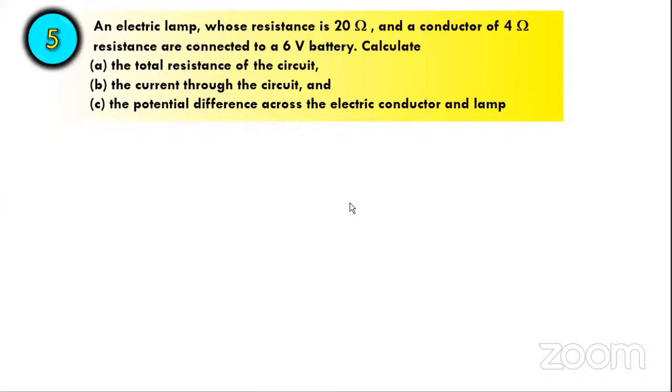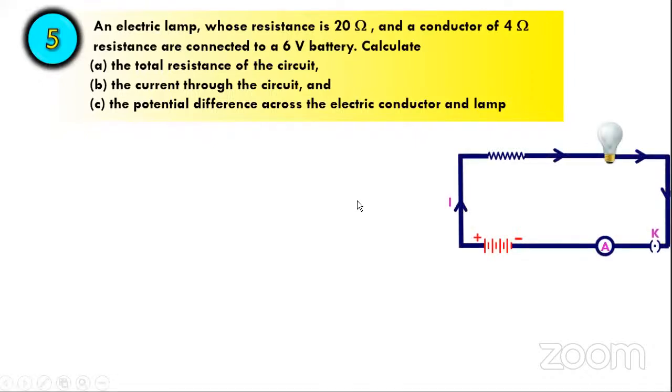3 questions are given here. First, what is our step? To identify the given data. An electric lamp whose resistance is 20 ohms. So here it is electric lamp. What is the resistance of electric lamp? 20 ohms. And a conductor of resistance is how much? 4 ohms. Total resistance 24 ohms. They are connected in series. The total resistance of the circuit is 24 ohms. Very good.